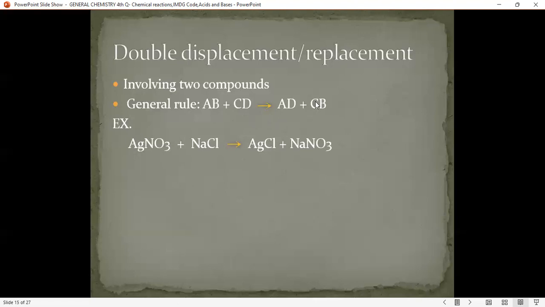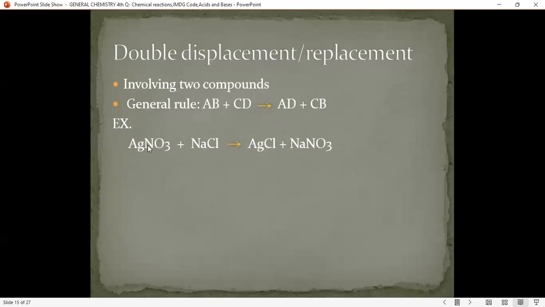So what happens here is just that they exchange partners, so to speak. Meaning the partner of A is B, and the partner of C is D. But here they just exchange their partners. So that is not good, and it should not be done in real life.